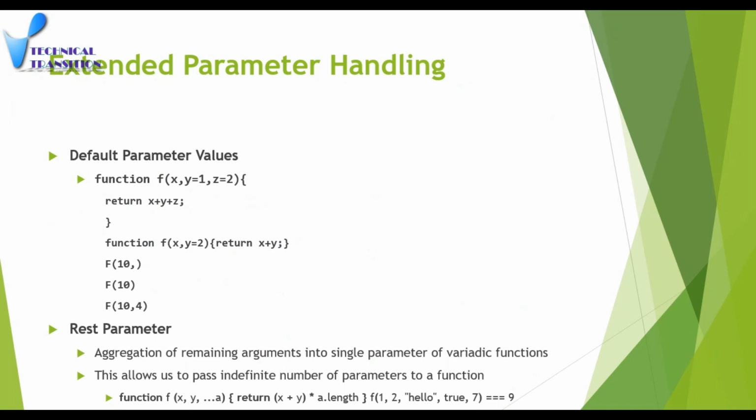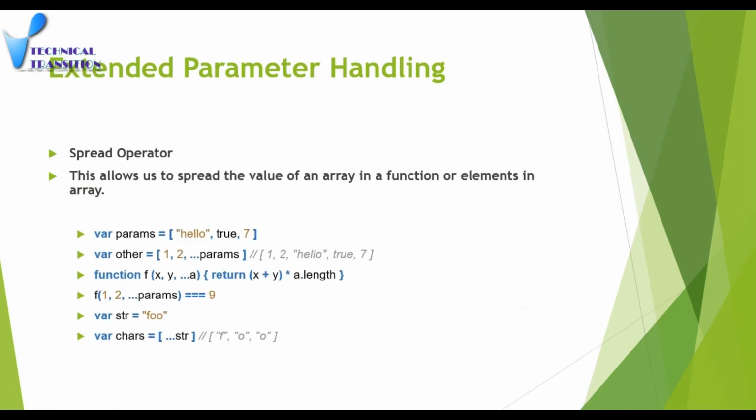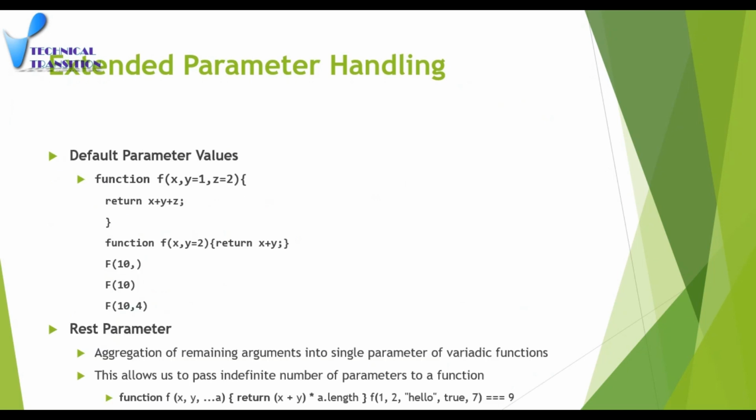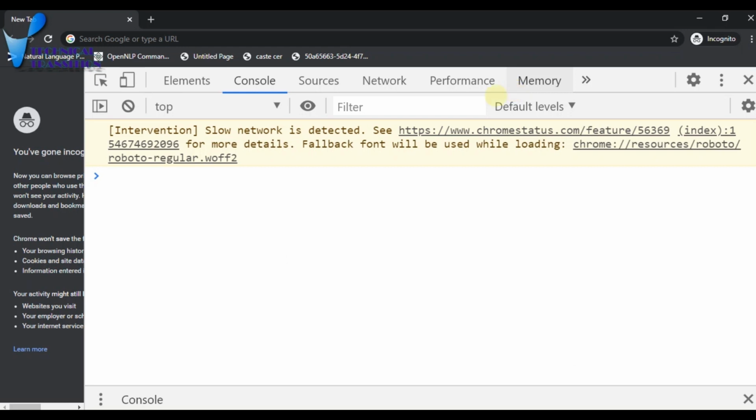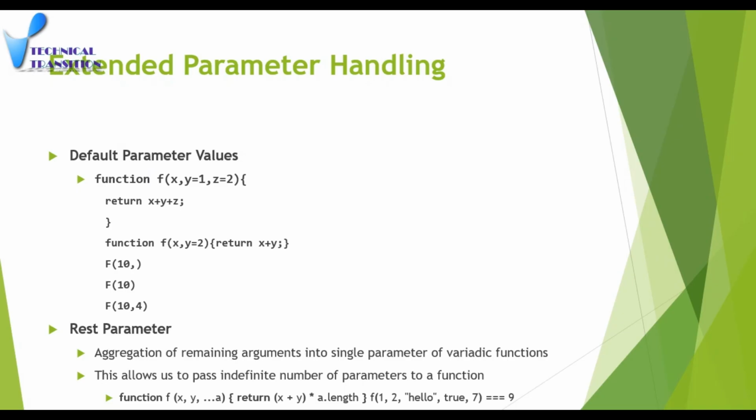Extended parameter handling. In extended parameter handling, we have three major updates. First one is default parameter value, second is rest parameter, and third is the spread operator. So let's take the first one, and I will discuss this with the help of an example. This is default parameter value.